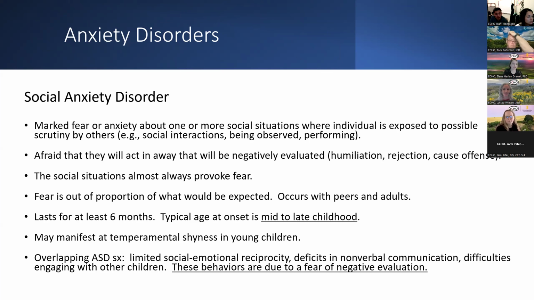And the social situations almost always provoke the fear, and it's out of proportion to what we would expect. And it occurs both with peers and adults, lasts for at least 6 months, but typical age of onset is mid to late childhood. But as I said before, it might manifest as temperamental shyness in younger children. So overlapping symptoms could include limited social emotional reciprocity, just because of that anxiety in social situations, deficits in nonverbal communication, difficulties engaging with other children. But these behaviors are mainly due to a fear of negative evaluation by others. It's usually irrational. Next slide.